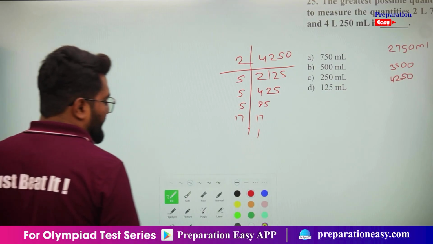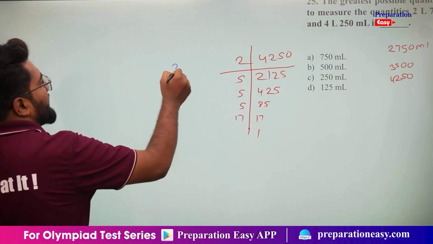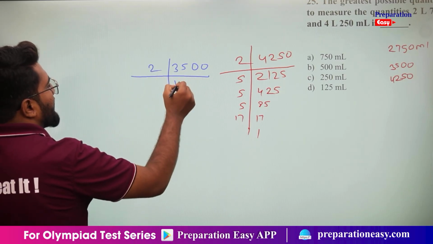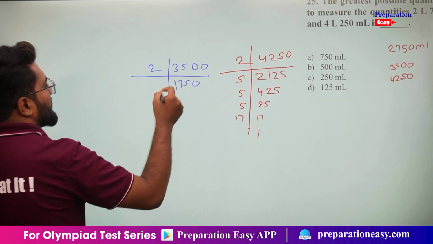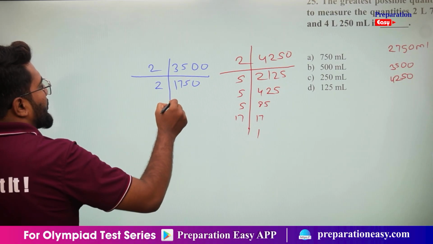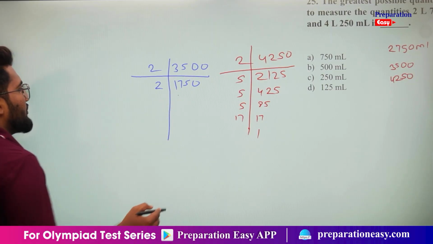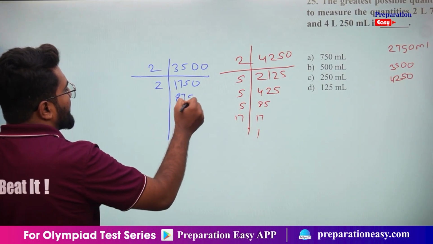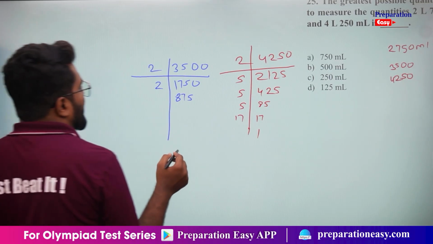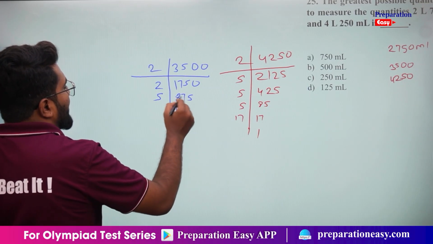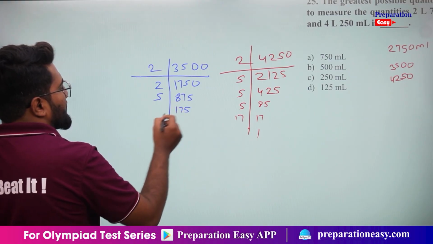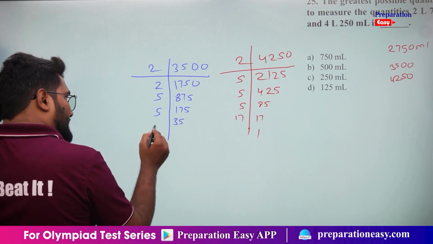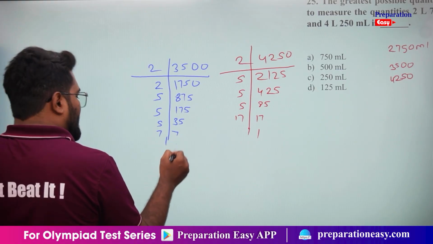Next number is 3500. Dividing by 2 gives 1750, again by 2 gives 875, then by 5 gives 175, by 5 gives 35, by 5 gives 7, and then 7 and 1. Okay.